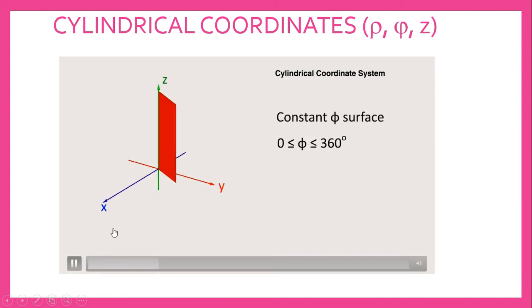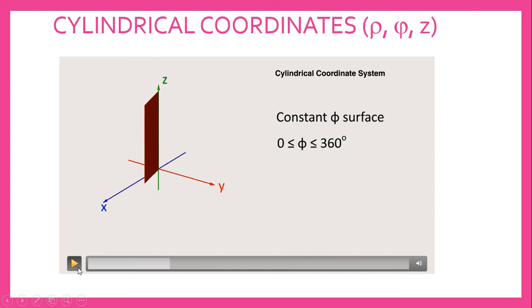See the circle. This is the constant phi surface. Here phi is the angle between the x-axis and this plane. You can see there is an angle. If it is coincident along the x-axis, the angle will be 0. If it is coincident along the y-axis, the angle between x and y will be 90. If it coincides along the minus x-axis, then the angle will be 180 degrees. Likewise, the total angle will be 360 degrees.